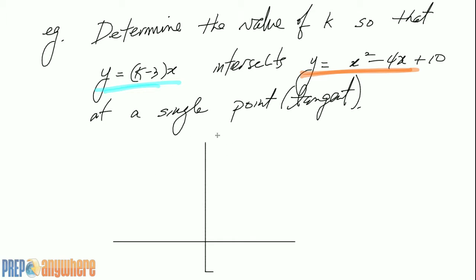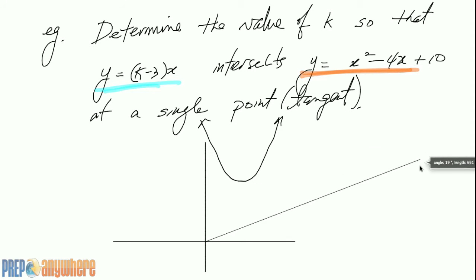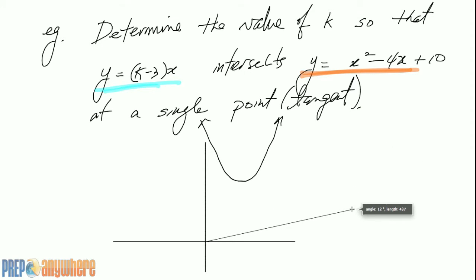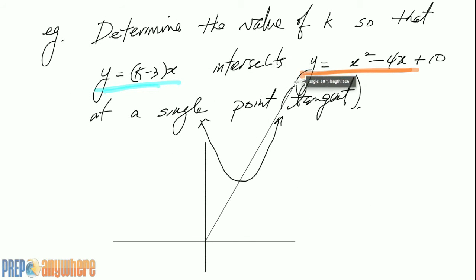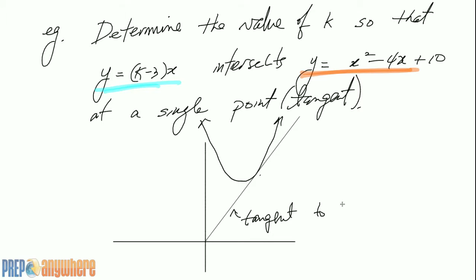Okay, actually, maybe it looks something like this. But the line is not. But we do know that it passed through the origin like this, okay? It's asking, what should the k be so that this line is touching this parabola only at one point, like that. Okay, so we call this line here a tangent to the parabola.